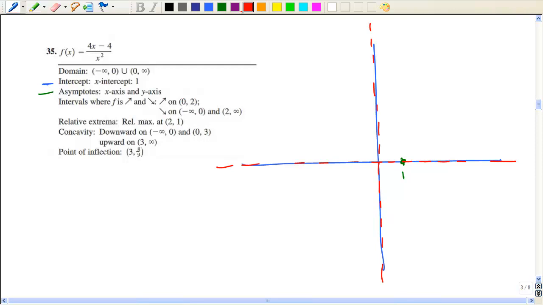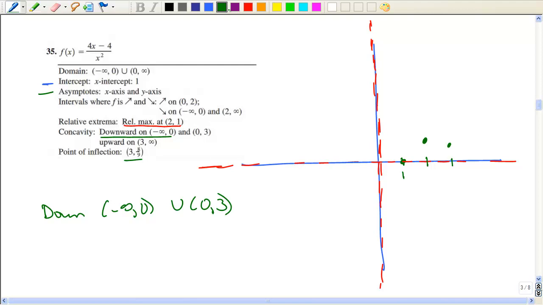Now remember, the horizontal asymptote, this one, means it flattens out. This one means it can't touch it. We have a maximum at (2, 1). Do I have anything else? A point of inflection, out 3 and not quite up to 1, (3, 8/9). All right, remember, a point of inflection is where it changes concavity. So it's concave down from there to there, and it's up from 3 to infinity. So that's 2 and that's 3, and this is a point of inflection.